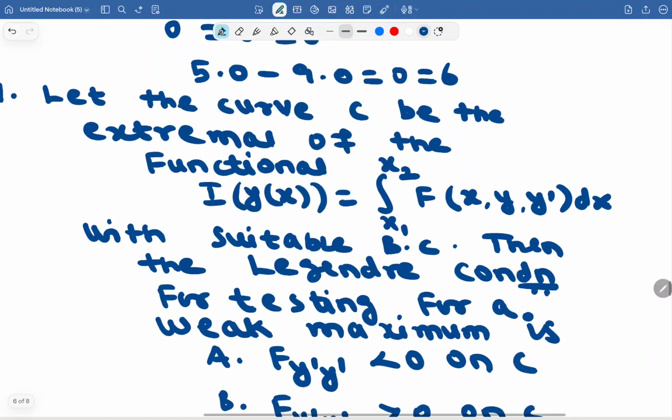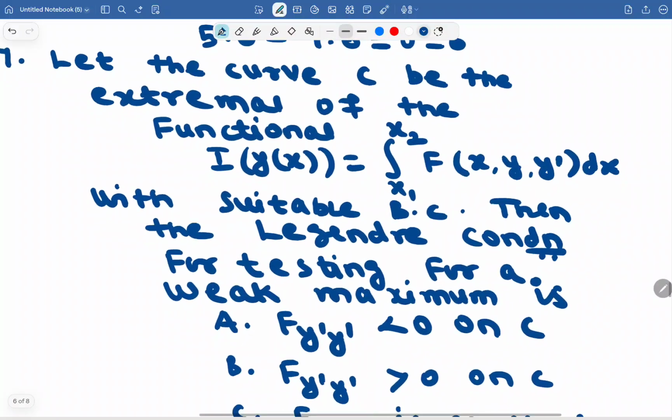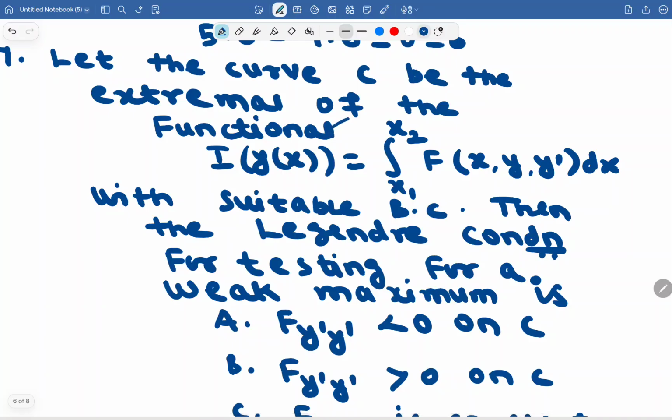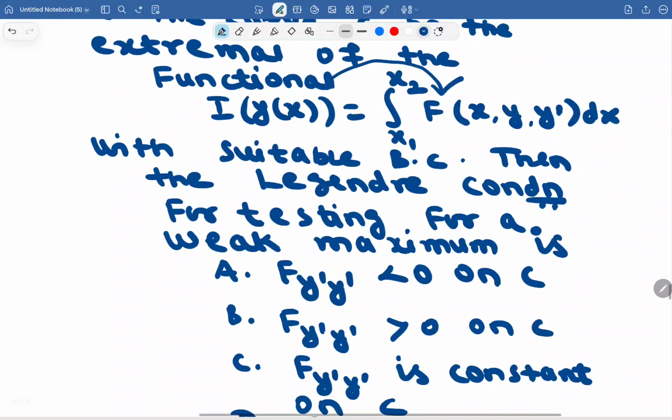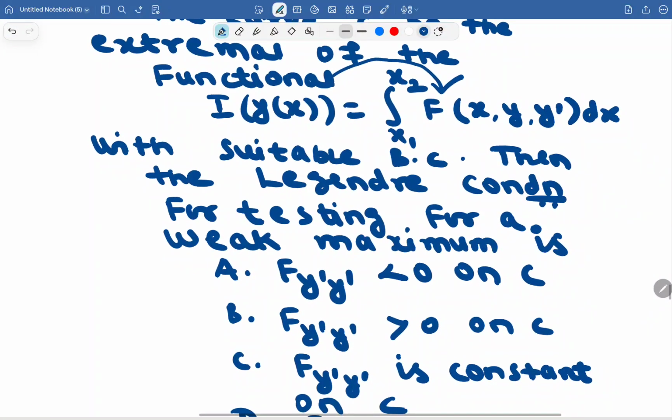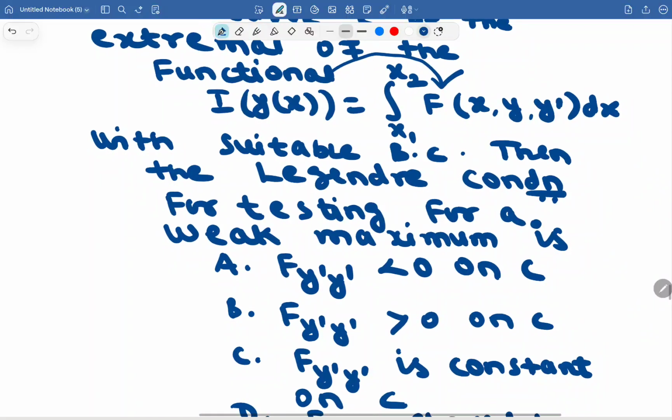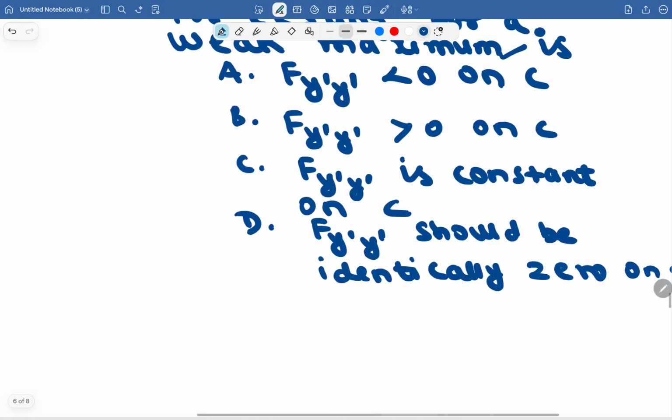See, this problem is from calculus of variations. The functional is given as the integral x1 to x2 of f of x comma y dash dx, and we have to check which one of the four options is the condition which we call the Legendre condition for testing weak maximum.